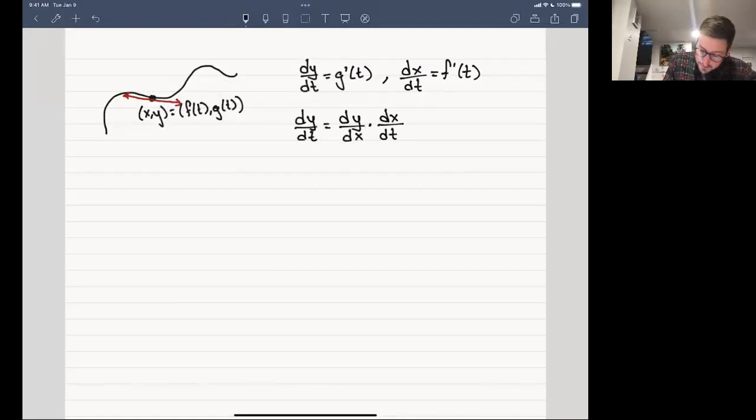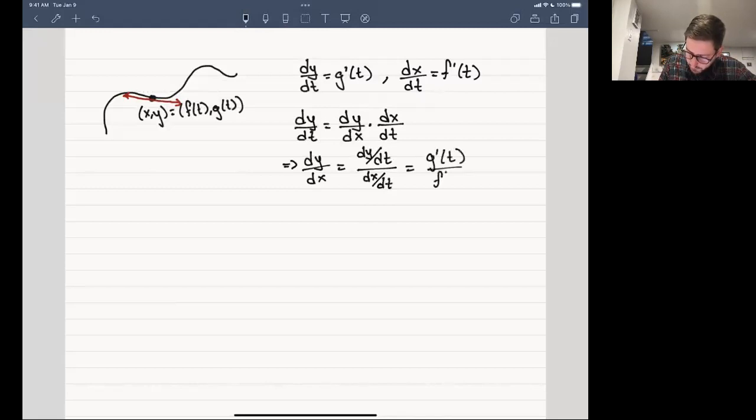But what this really tells you is that if you want to know the rate of change of y with respect to x, dy/dx, this is the derivative of y with respect to t divided by the derivative of x with respect to t, which, again, if this is a parametric curve, should be accessible to us because it's g prime of t over f prime of t.